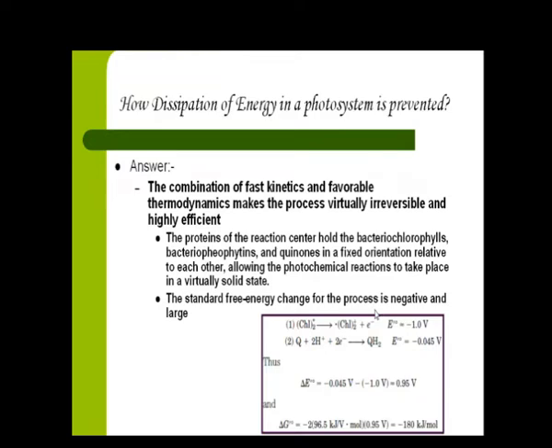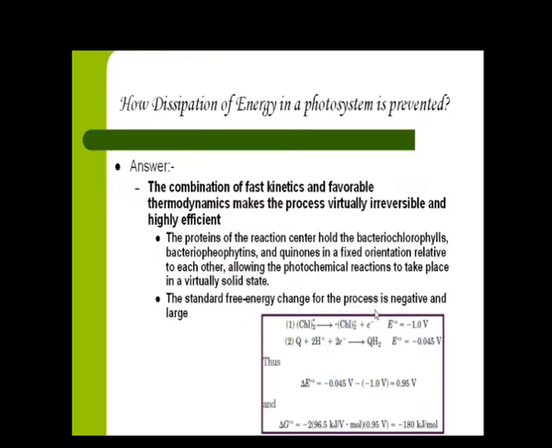But because they are arranged in the internal lining of the thylakoid membrane and placed strategically, that means they are placed close to each other. That's why the energy is not dissipated as heat. It is transferred to the next component which comes in line.